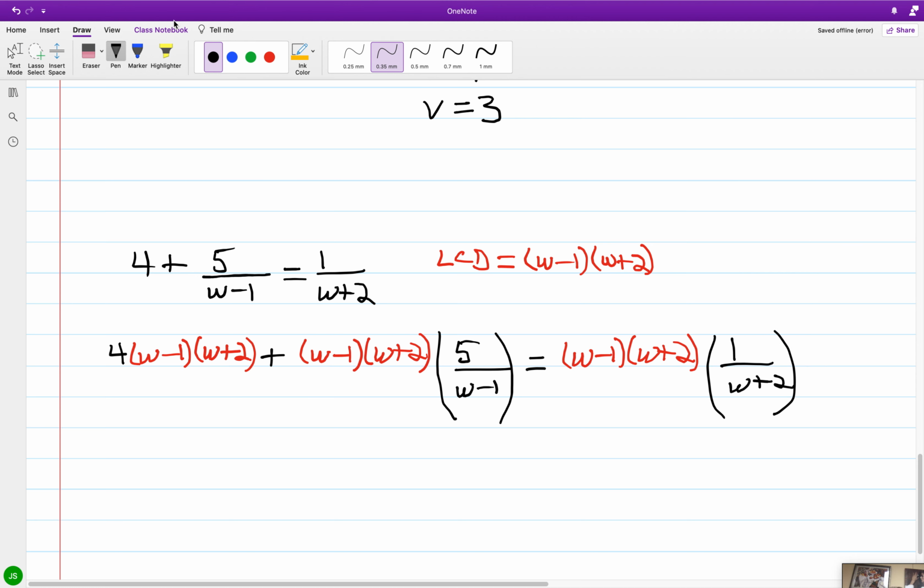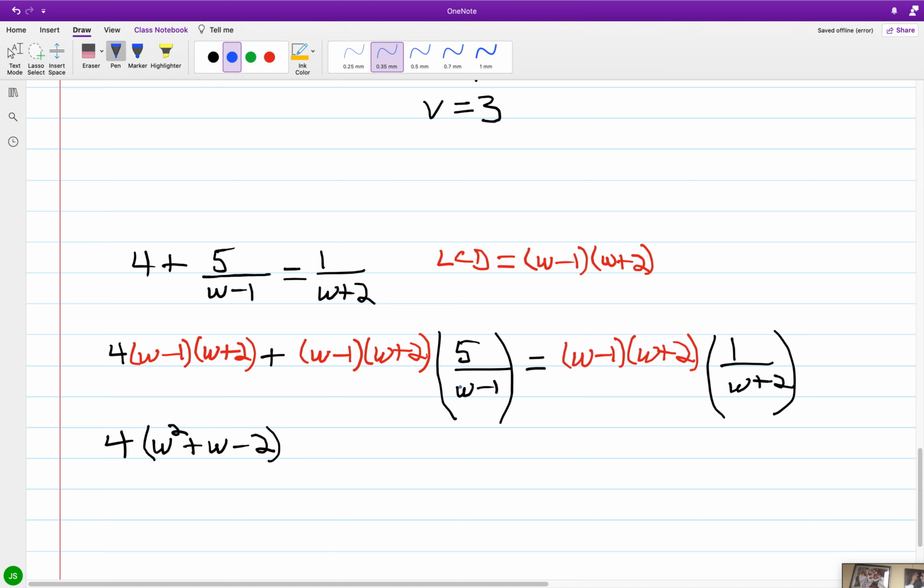Okay, so just looking at what we have in the process. Okay, so we have 4. Now we have w minus 1 times w plus 2. Now for the trinomial, we have w squared, and what's going to be plus 2w minus w, which will be w, and we have minus 2.